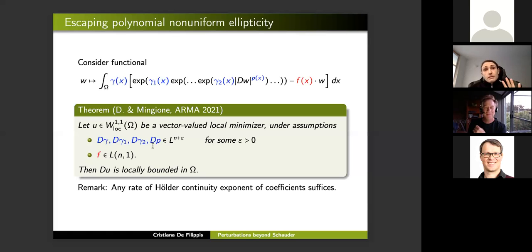This is because in the case of functionals with p,q growth, the ellipticity ratio is a power. Therefore, if you want to compare the energy to the ellipticity ratio, you are comparing a power with a power. In this case, the ellipticity ratio is a logarithm of the energy. Therefore, slowing it down is relatively easier and requires a very small amount of Hölder continuity.